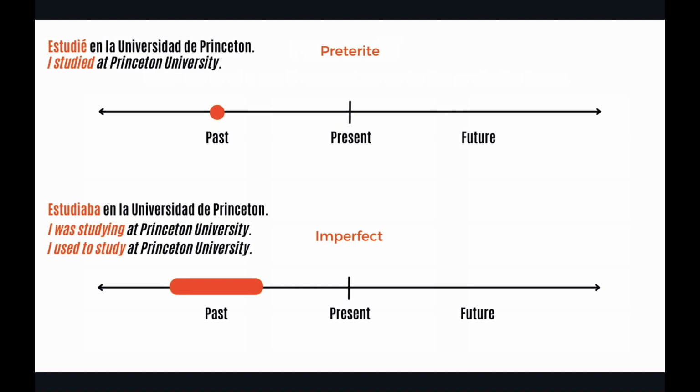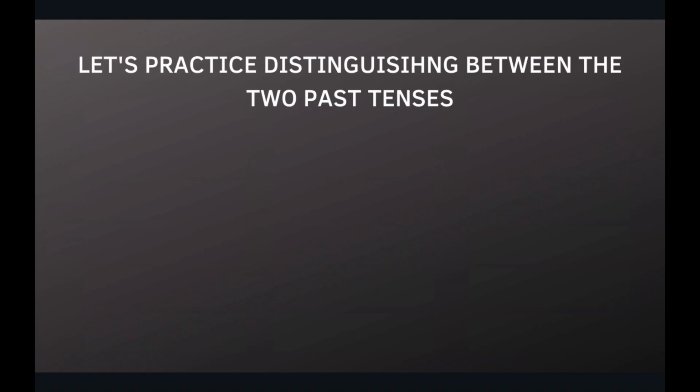So maybe you wanted to say, estudiaba en la Universidad de Princeton, pero ahora estudio en Harvard, ¿verdad? So I used to study at Princeton University, but I now study at Harvard. So with the imperfect, we're usually saying you were doing something or used to do something, whereas the preterite is one specific event in history. So keep this difference in mind as we practice distinguishing between the two past tenses. The only thing I want you to focus on in these examples isn't so much the formation of the verbs. I want you to let the context guide you.